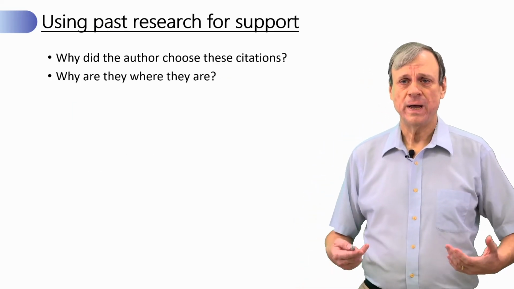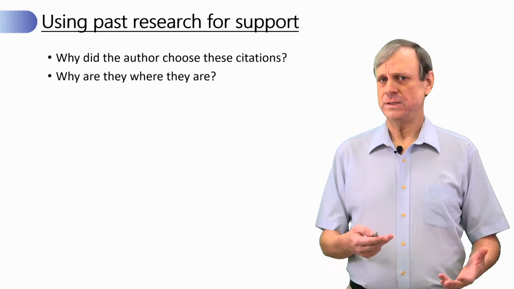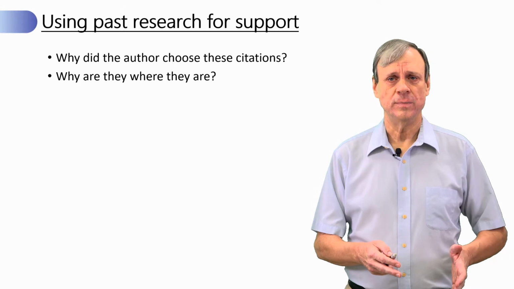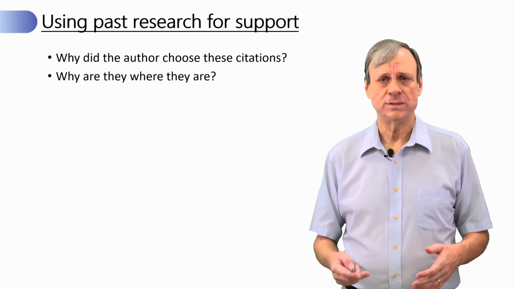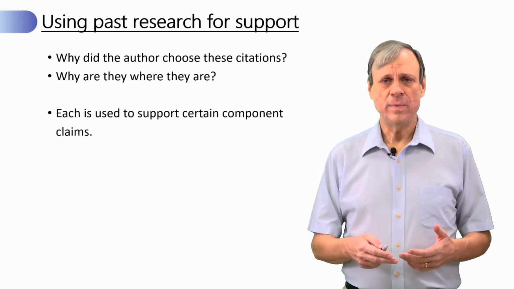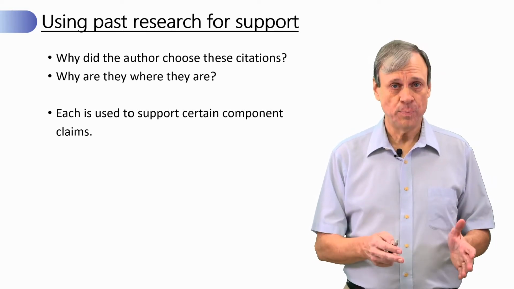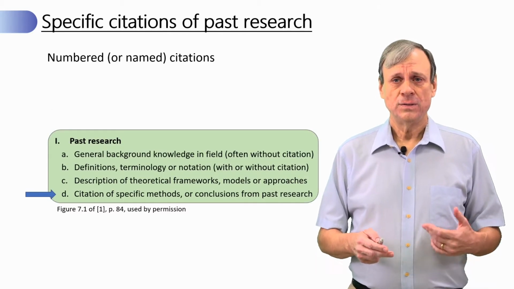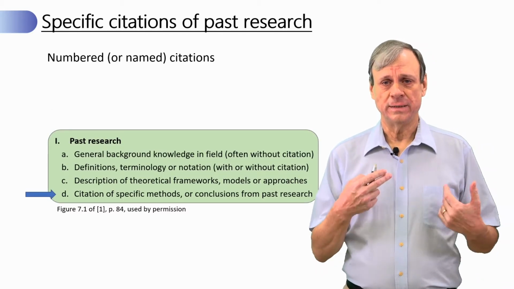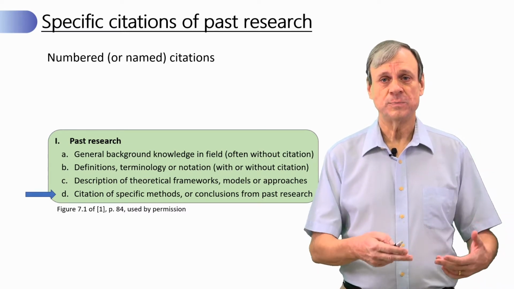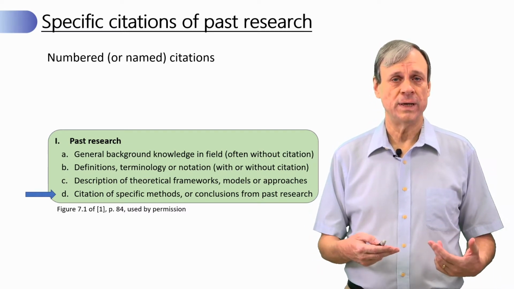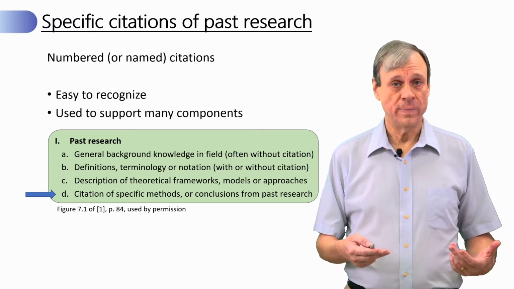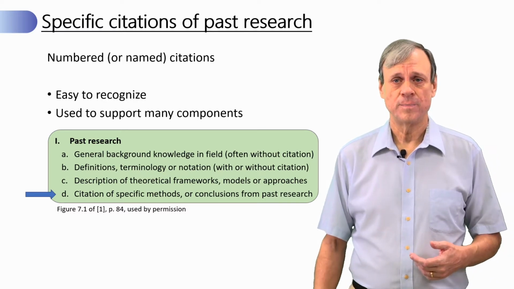But how do you use past research for support? Maybe you've seen the citations and you wonder, how did the author choose where to put them in the document? Why did they choose those citations? Well, you have to remember that each one is used to support certain component claims. So first, again, in this first part of the lesson, we'll look at the specific citations, the numbered or named citations. These are easy to recognize and used to support many different components throughout the article.